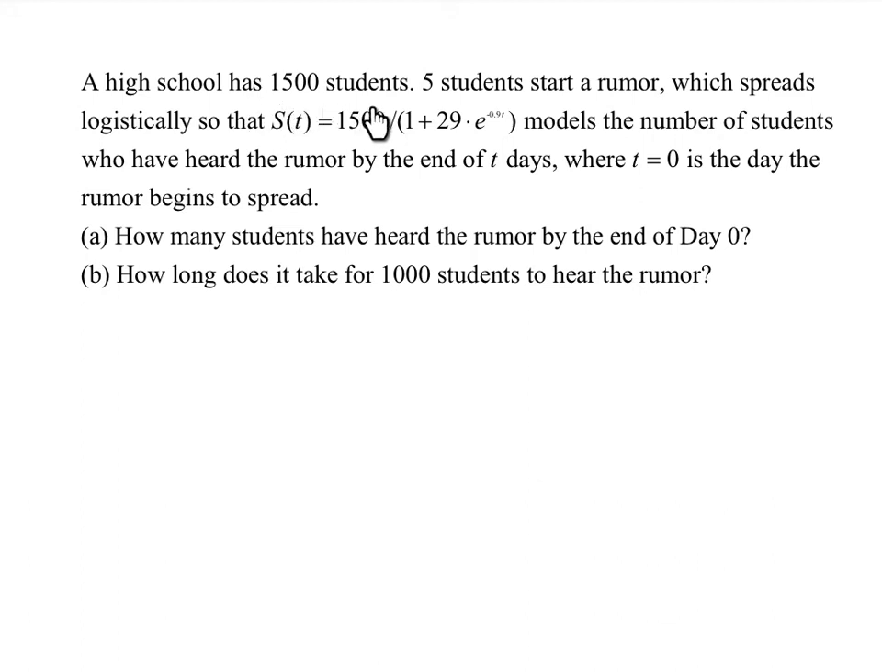Okay, a high school has 1,500 students. 5 students start a rumor, which spreads logistically so that S of t, the students, equals 1,500 divided by 1 plus 29e to the negative 0.9t. This models the number of students who have heard a rumor by the end of t days, where t equals 0 is the day the rumor begins to spread. So A, how many students have heard the rumor at the end of day 0? Well, S of 0 equals 1,500 over 1 plus 29 e to the 0. So calculate that. So about 50 students.